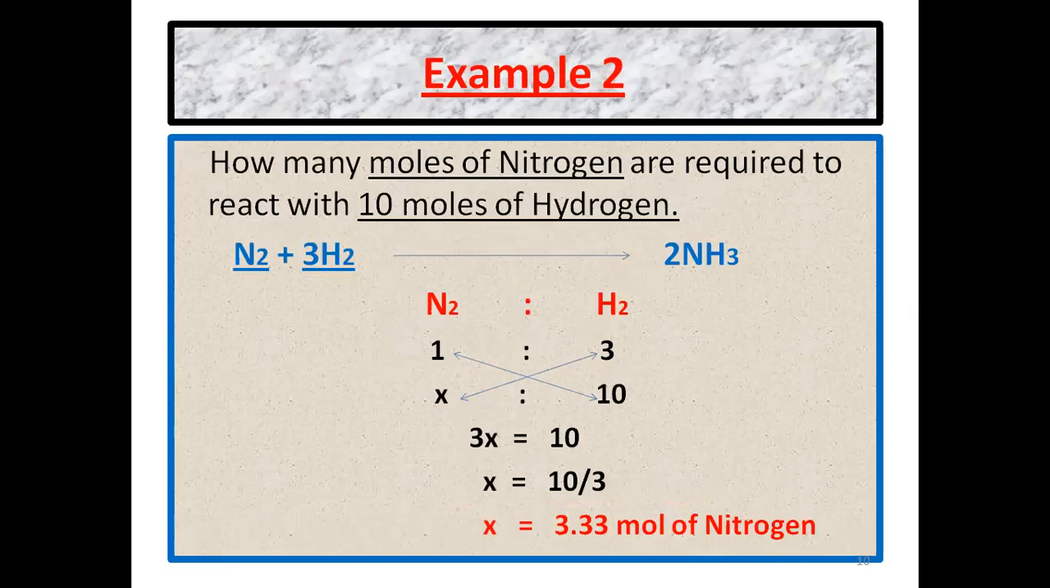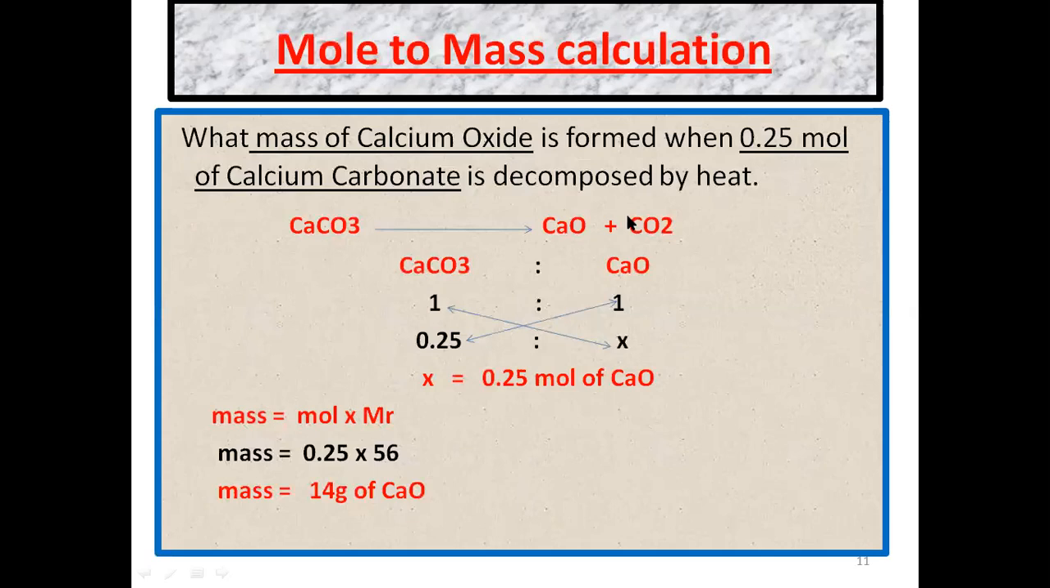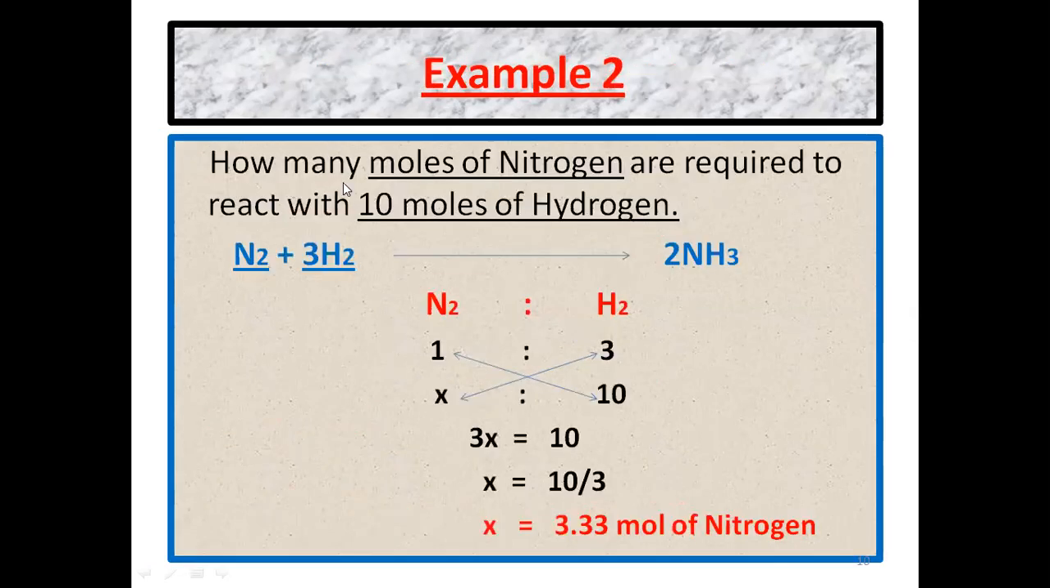In second example, how many moles of nitrogen are required to react with 10 moles of hydrogen? If you have 10 moles of hydrogen, then how many moles of nitrogen are required to react with this hydrogen? So now required substances are nitrogen and hydrogen. Find their ratios: nitrogen ratio hydrogen. How many moles of nitrogen are here in equation? They are 1. How many moles of hydrogen are there? They are 3. Put 1 ratio 3.